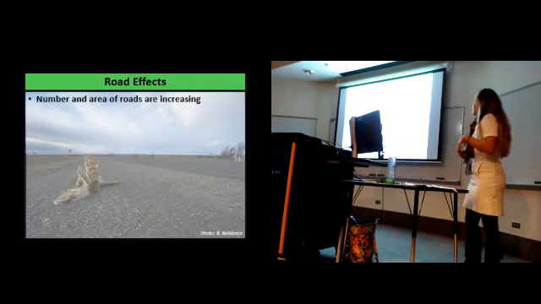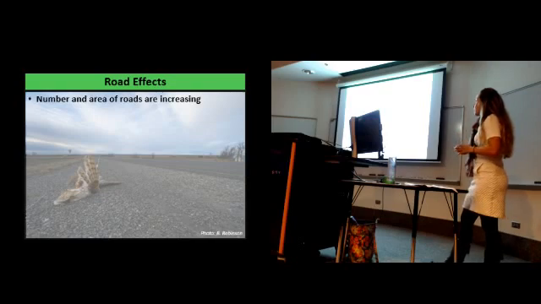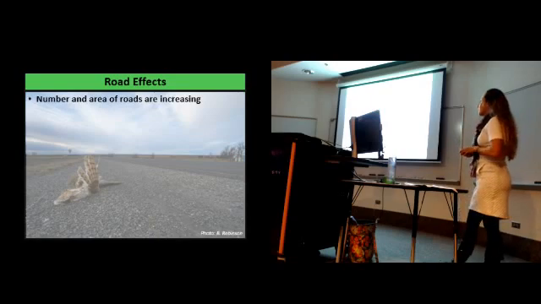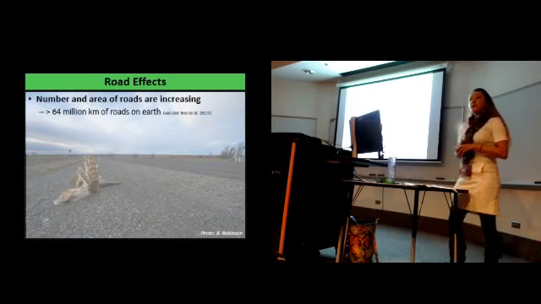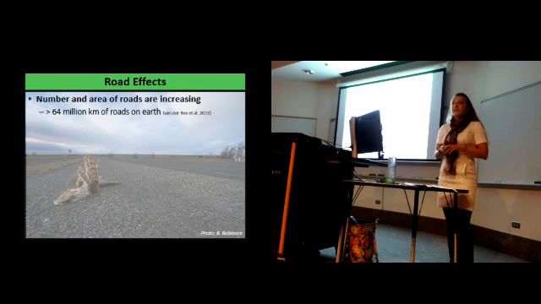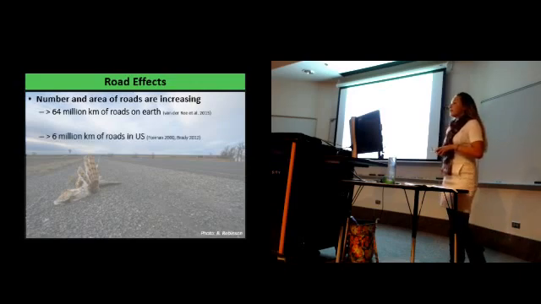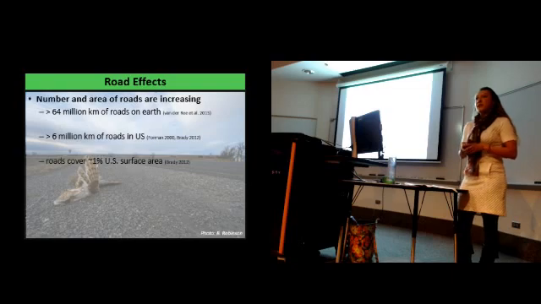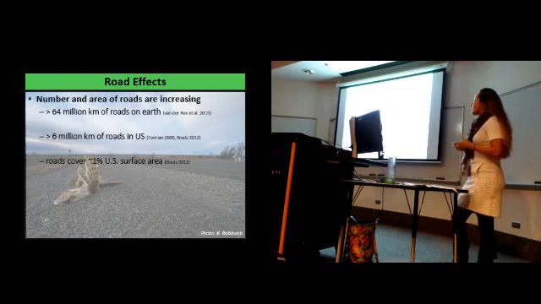Roads are very important to human, social, governmental, and economic infrastructure, and as such, the number and area of roads are increasing worldwide. Currently, there are over 64 million kilometers of roads on Earth. The United States has 6 million kilometers of roads, and roads cover about 1% of the surface area of the United States, and that's an area roughly equal to the size of South Carolina for some spatial reference.